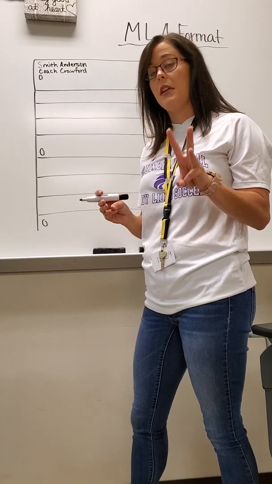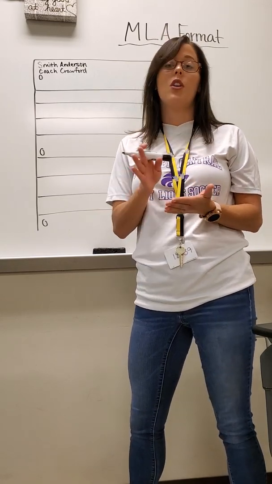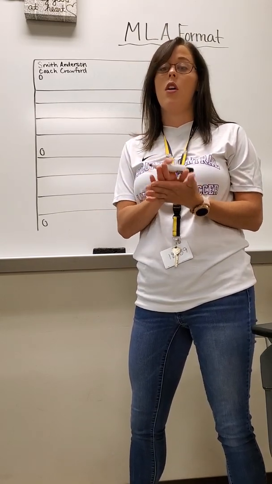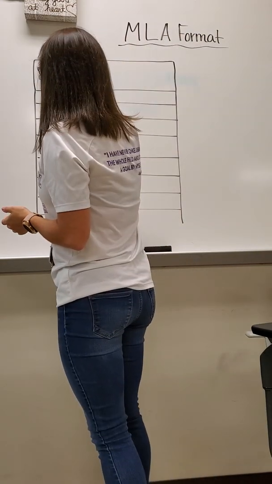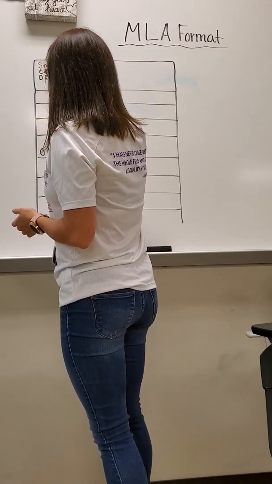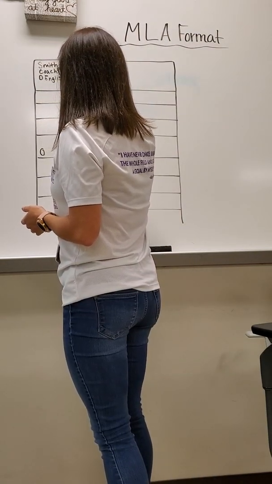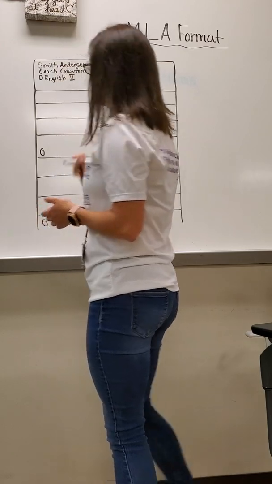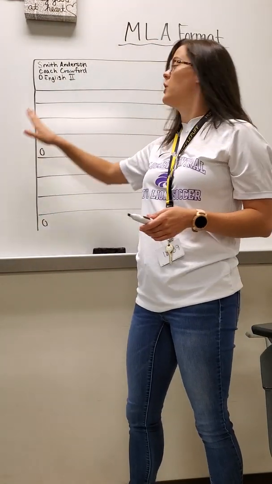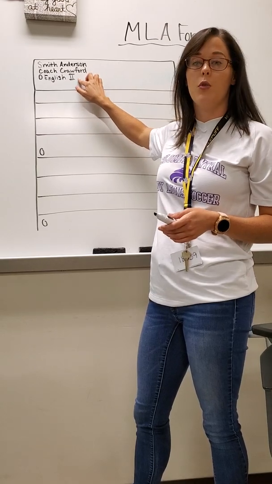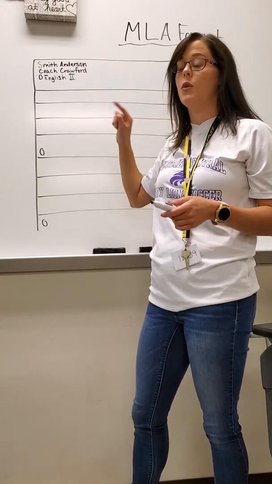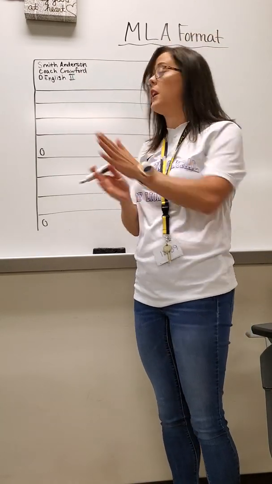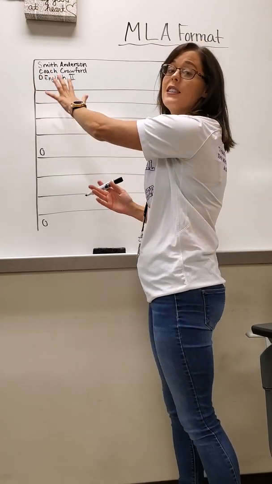The third thing you need to do is put your class name on your paper. So in this class we are English 2. It always looks more professional if you put Roman numerals instead of just the number 2. And the last thing you need on this top left-hand side is the date.